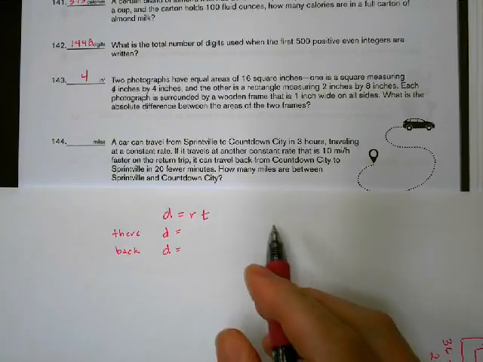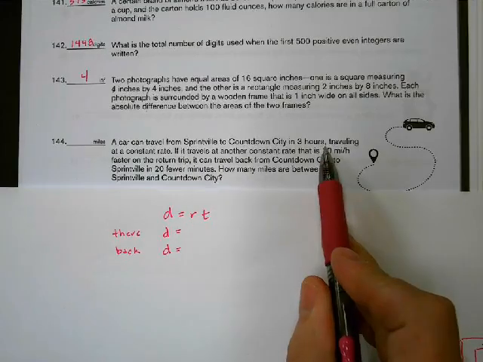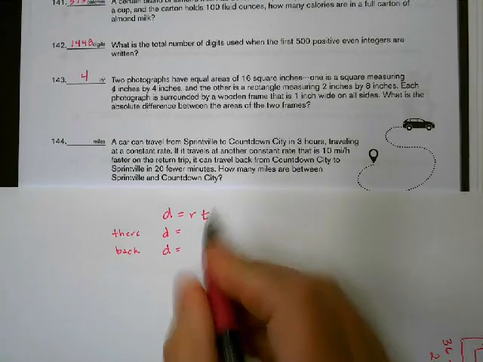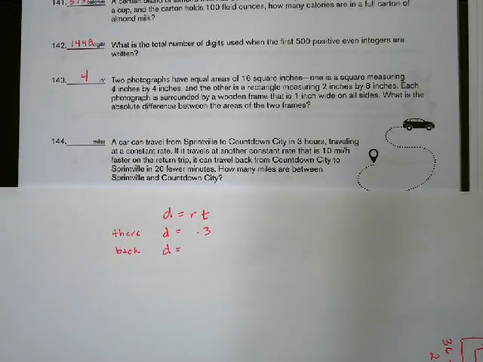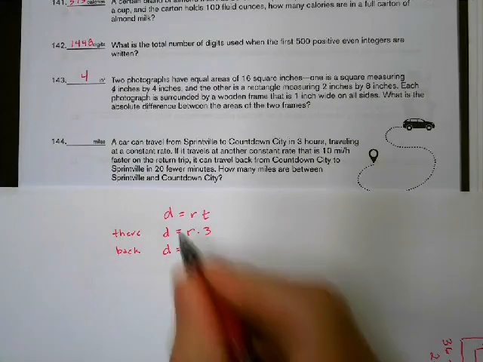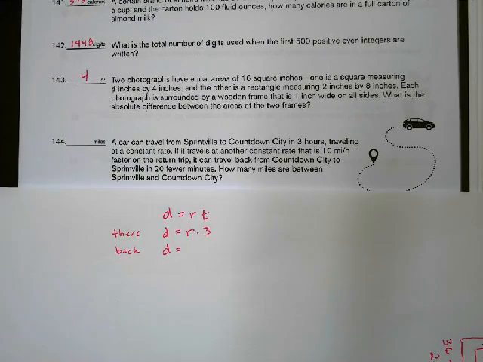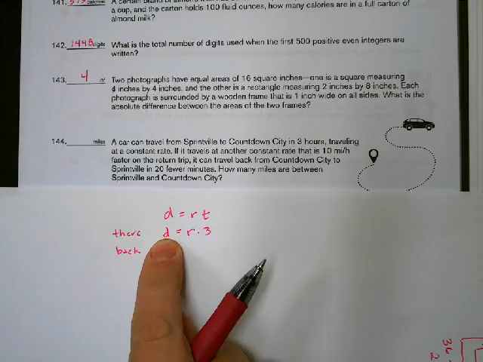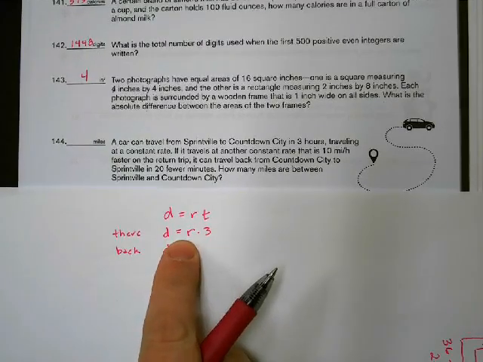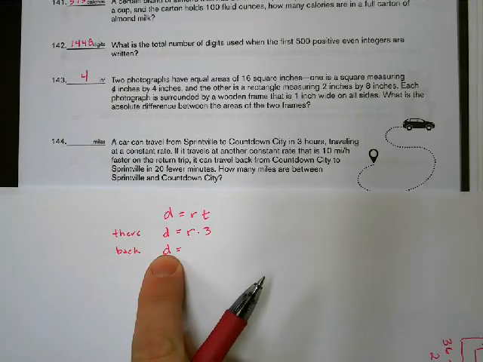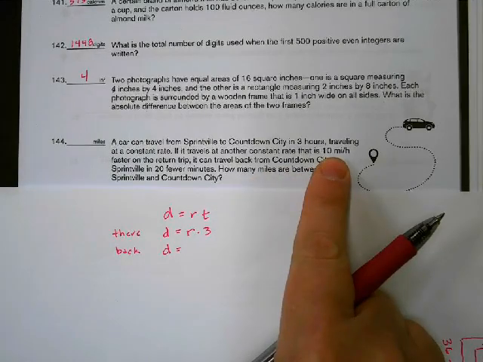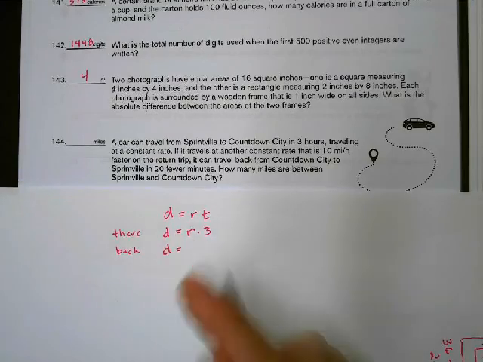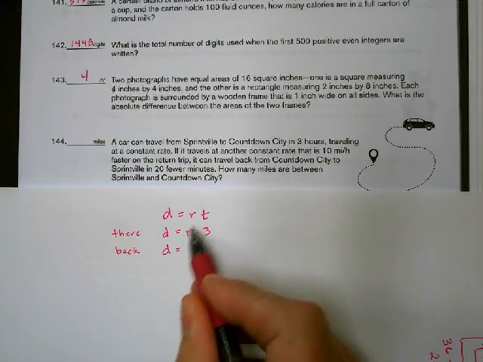All right, when I'm going there, it's going to take 3 hours. That's the time. Traveling at a constant rate. I don't know what the rate is. It's just R, the constant rate. So going there, I'm going to go a certain distance for 3 hours at a constant rate, R. Coming back, it's the same distance. But we're going to be going 10 miles an hour faster. So our rate is the rate that we were going before plus 10 more, R plus 10.